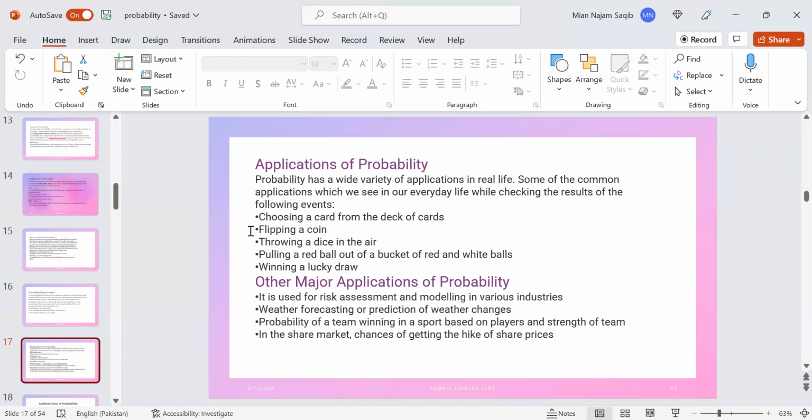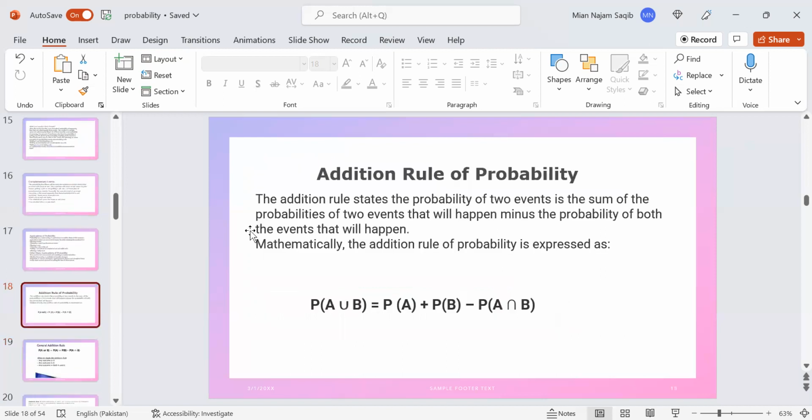Other major examples of probability include that it is used for risk assessment and modeling in various industries, weather forecasting or prediction of weather changes, probability of a team winning in a sport based on player strength and the strength of the team, and in a share market, the chances of a hike in share prices.